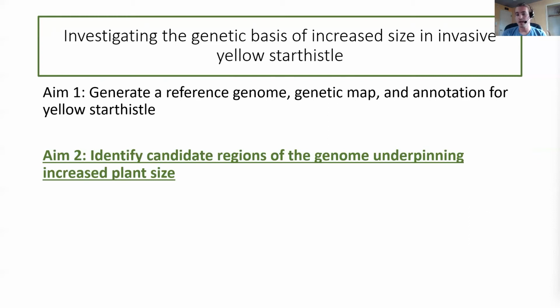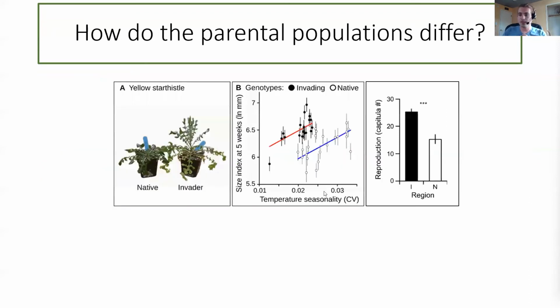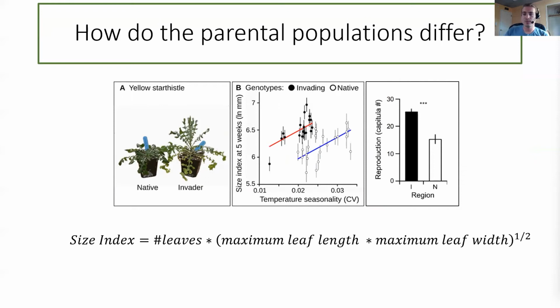Nevertheless, with the genetic map and assembly in hand, we can finally start to investigate regions of the genome that are associated with various invasion traits. And just as a reminder, the trait of interest for this particular species here is size. The invader genotypes are typically larger on average, and as a result, they have greater reproductive output. The way that this has been measured in previous studies includes a few specific phenotypic measurements, including the total number of leaves, and then the maximum leaf width and length for that particular plant.